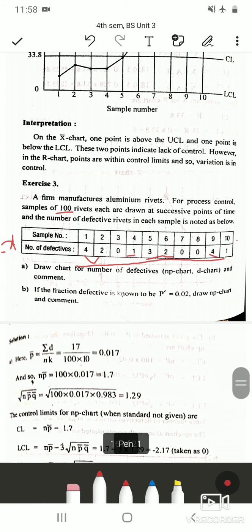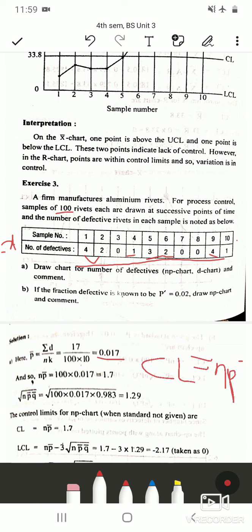Here, what is p bar now? 17 by 100 into 10, so it is 0.017. Now we got p bar. What is the central limit? It is n into p bar when standards are not known. So what will be n into p bar? It is 100 into 0.017, which is 1.7.